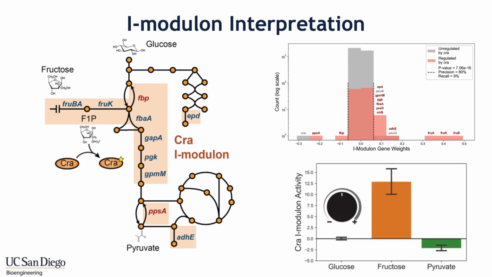We can think of the iModulon activities as a big volume knob on the expression level of the iModulon genes. So when we grow it on glucose, this is our baseline condition, so the activity is 0. All of their activities are relative to this condition. When we grow the cells on fructose, CRA is activated and all the genes in blue are upregulated and all the genes in red are downregulated. This corresponds to increasing expression of glycolysis genes and decreased expression of gluconeogenic genes. However, if we grow E. coli on a poor carbon source such as pyruvate, the genes in red are overexpressed and the genes in blue are underexpressed.